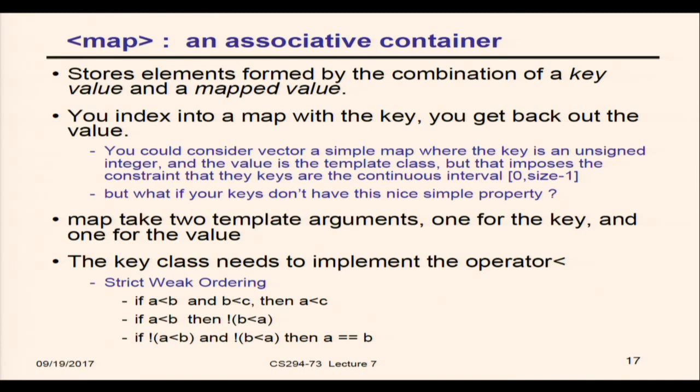So if these are all key elements: if A is less than B, then not B less than A. If not A less than B and not B less than A, then A and B are equal. So these are reasonable things for strict ordering. There is one other thing about this, which is that you only have one element per key value. There's another class, which we won't talk about today, which is multi-map, that allows you to have multiple things per key value.